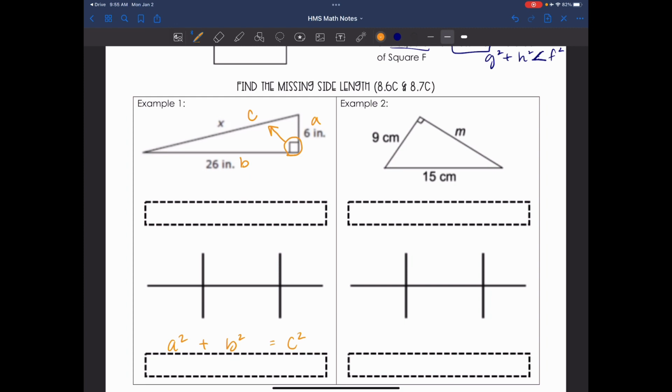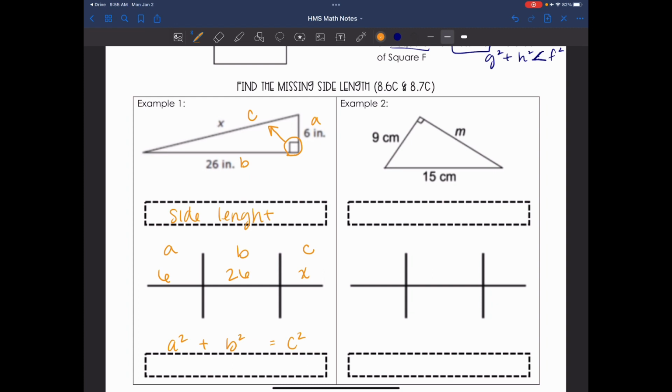So we have this organizer to help us do the math. The top is going to be our side lengths, so it's just basically as they are, not squared. So my side lengths A, B, and C. Well, I know A is 6. I know B is 26. And I don't know what C is, right? That's still X.